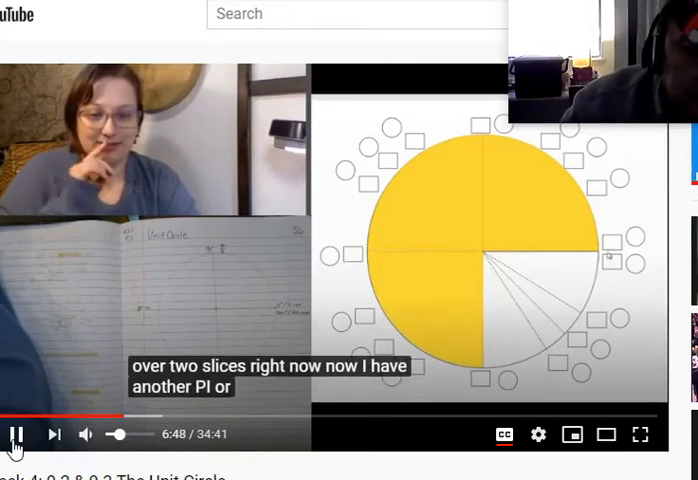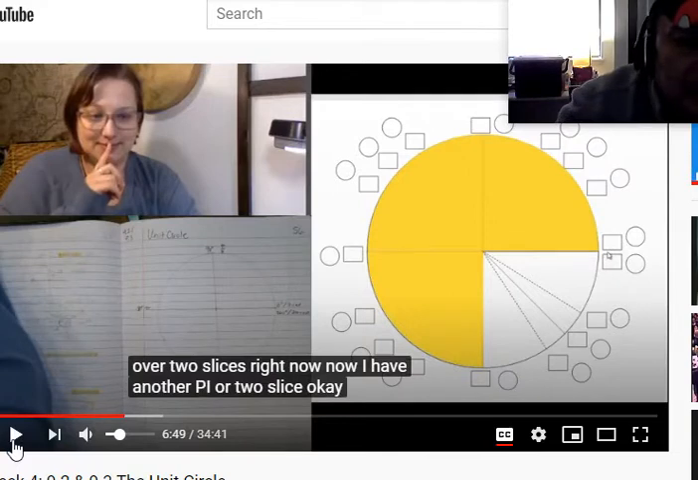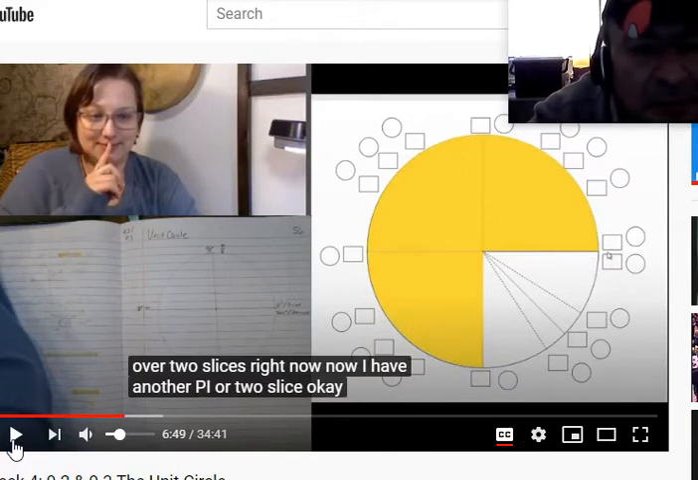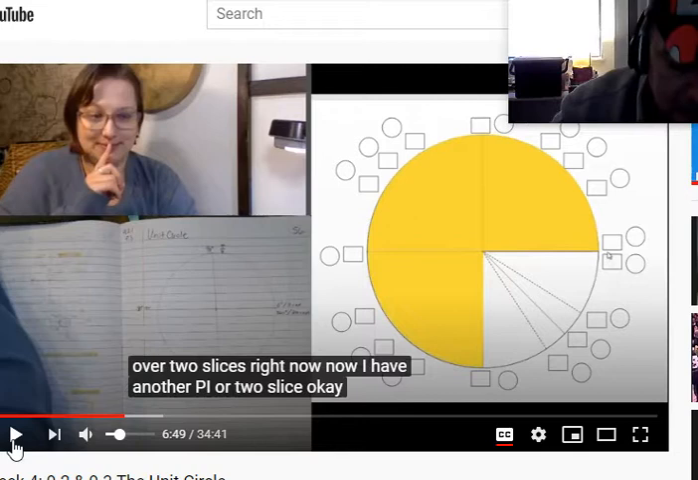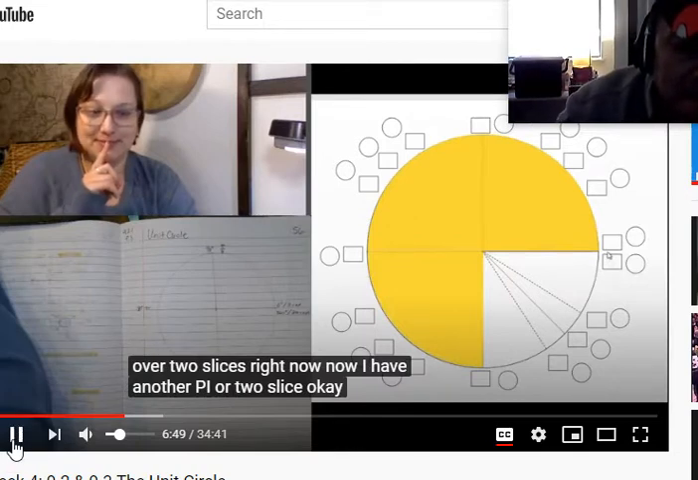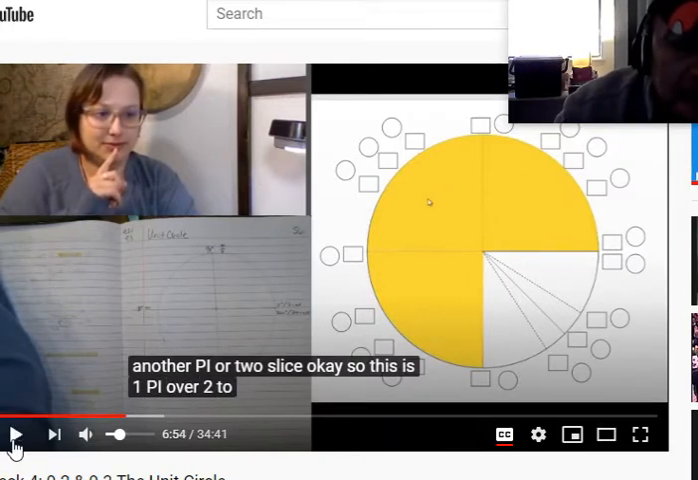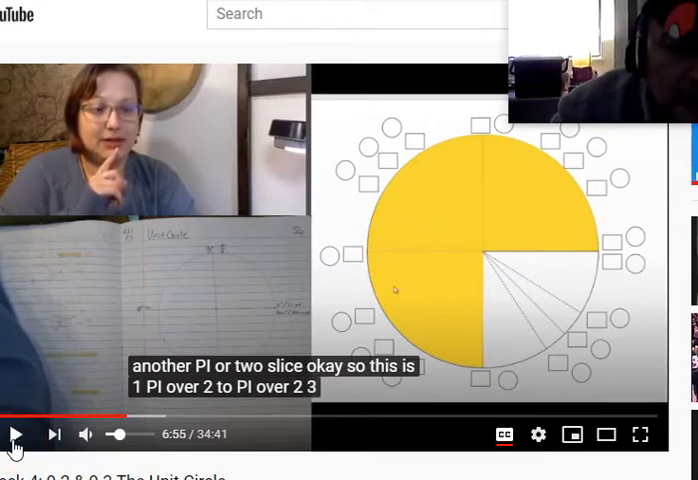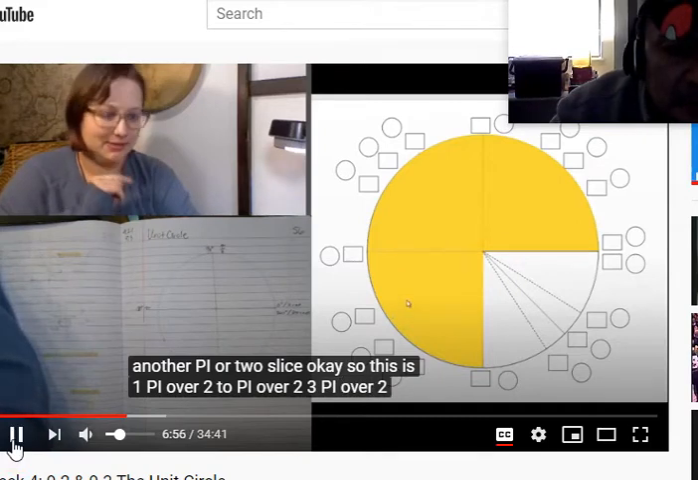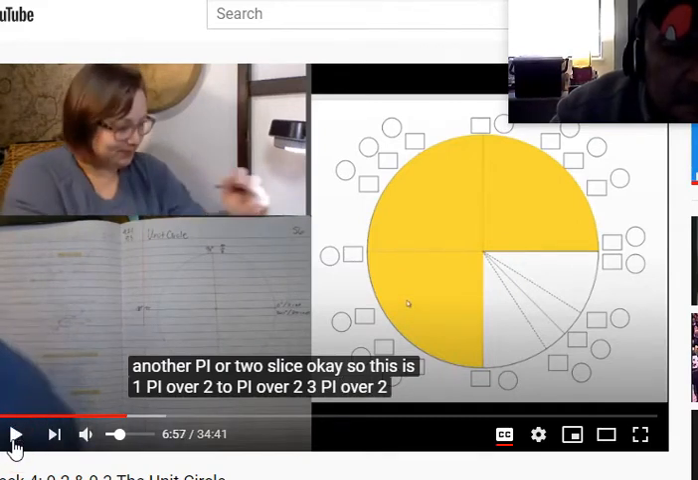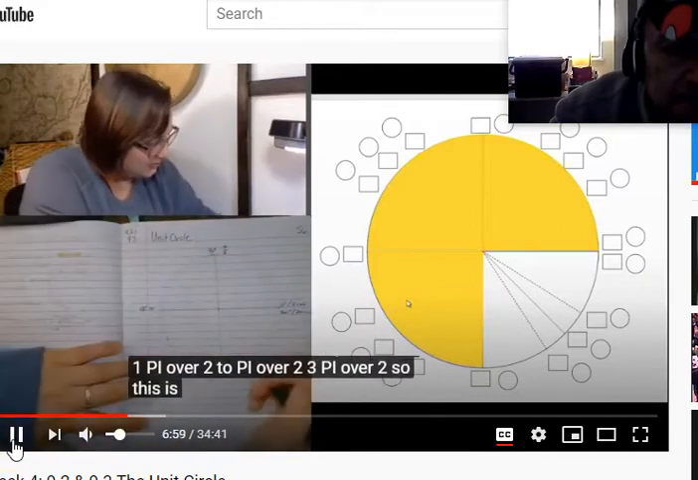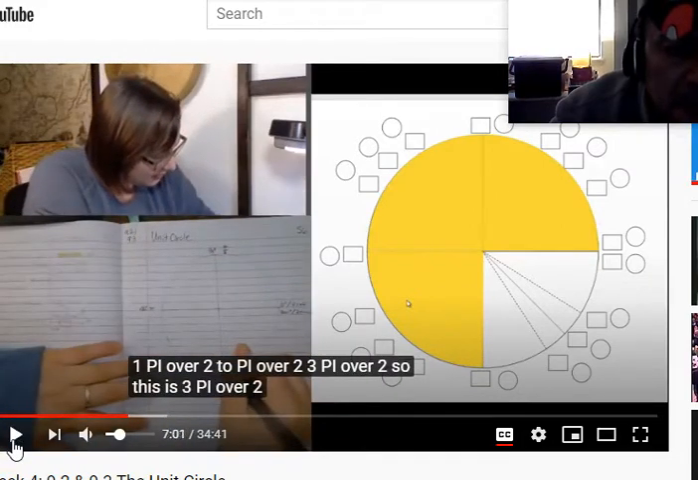Now I have another pi over 2 slice. Okay. So this is 1 pi over 2, 2 pi over 2, 3 pi over 2. So this is 3 pi over 2.